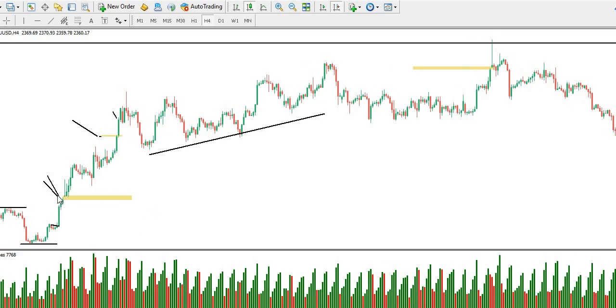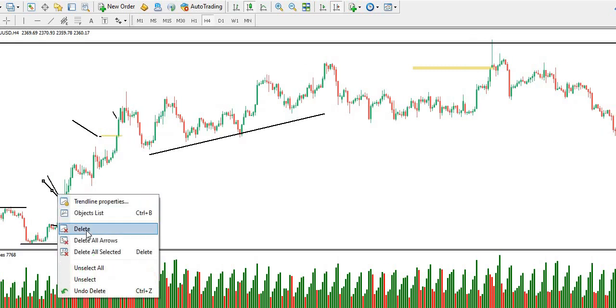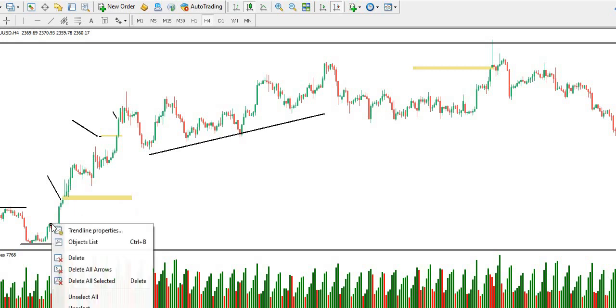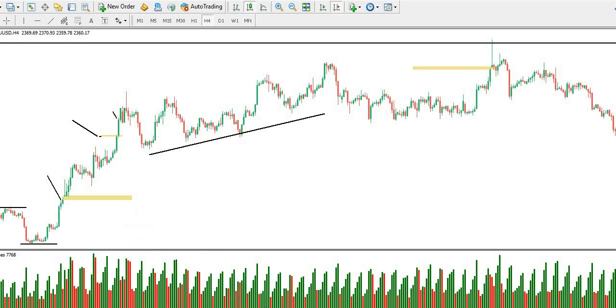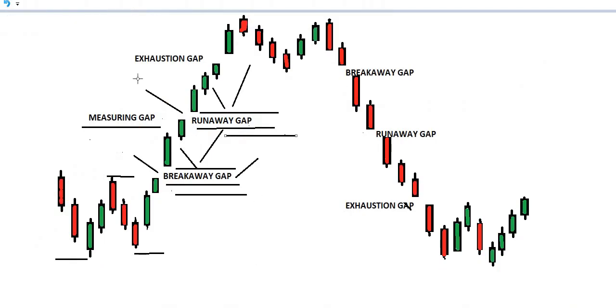So these were the scenarios of the breakaway gap and the runaway gap. Now let's move toward the final type of gap, which is the exhaustion gap. This exhaustion gap appears near the end of a market move, and this gap usually appears after the breakaway gap and runaway gap.